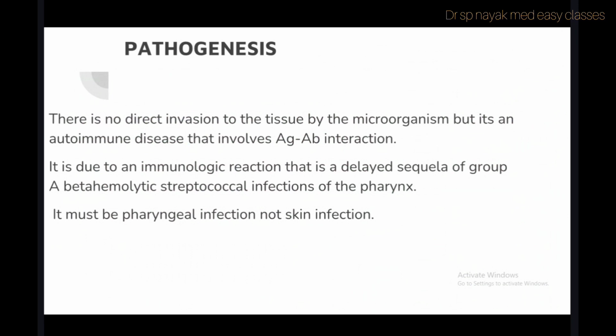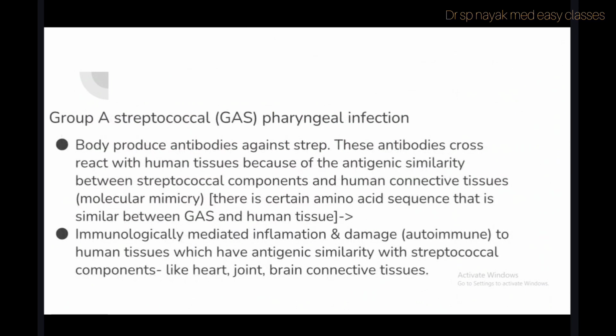It is due to an immunologic reaction that is a delayed sequela of group A beta hemolytic streptococcal infections of the pharynx. It must be a pharyngeal infection, not a skin infection. So streptococcus infection should occur in the pharynx to cause rheumatic fever. It should not be skin. Now, what is actually happening with group A streptococcal pharyngeal infection? The body produces antibodies against streptococcus, or strep throat.